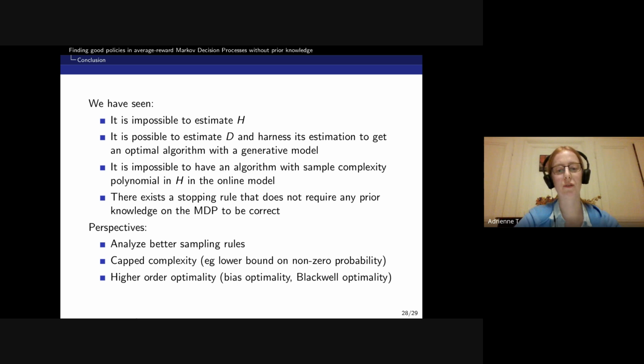And there's also, if you want to go further, there's gain, there's bias, but you can also define a whole slew of other optimality criteria up to Blackwell optimality, which is, if you're Blackwell optimal, you're everything optimal. And it would also be interesting to look at how we can leverage average reward optimality for Blackwell optimality.